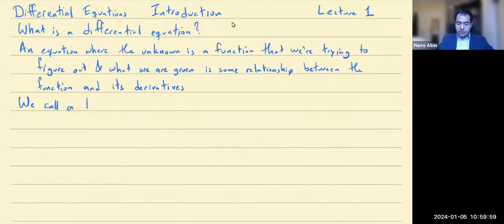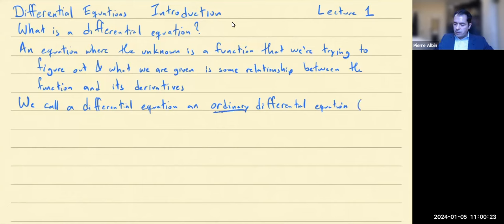We call a differential equation an ordinary differential equation, abbreviated ODE, if the derivatives are taken with respect to only one variable.